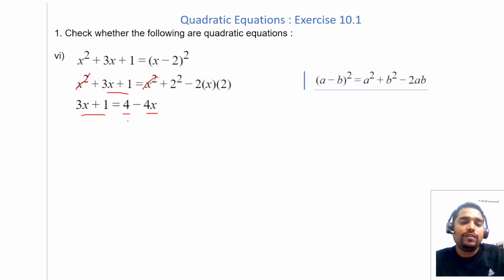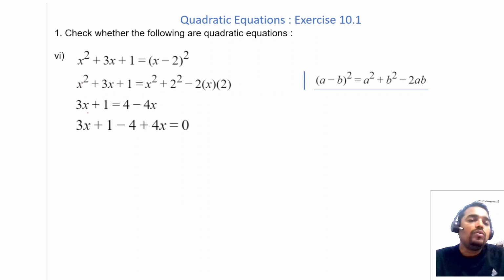Now how to simplify this further? Now on RHS we have 4 minus 4x, and on LHS 3x plus 1. So let us transpose all the terms of RHS towards the LHS. Let us see the next step. The terms of LHS would remain as they are, that is 3x plus 1, whereas I have transposed both the terms of RHS towards the LHS. So plus 4 would become minus 4 and minus 4x would become plus 4x.